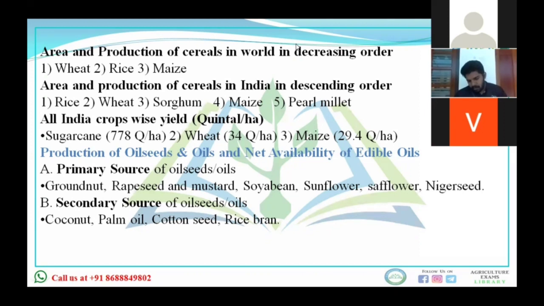Now, when you talk about the production of oilseeds and oils, there are two types: primary source and secondary source of oilseeds and oils. In the primary source, groundnut, rapeseed, mustard, soybean, sunflower, safflower all come under it. But the secondary source of oilseeds and oils is coconut, palm oil, cotton seed, and even rice bran is used for this. Okay.